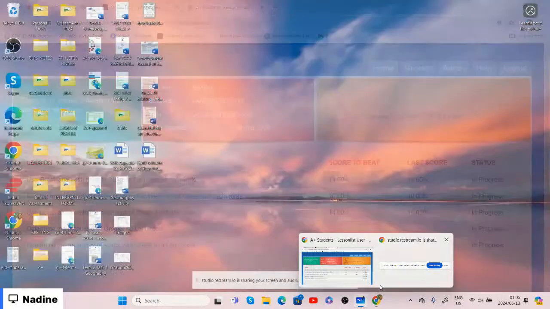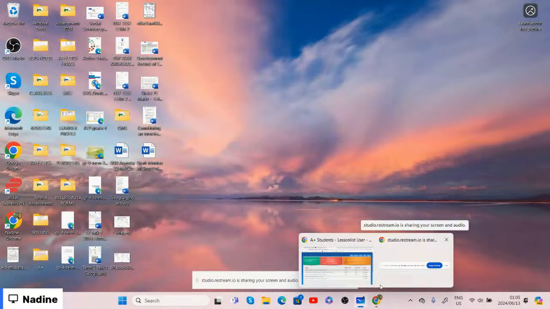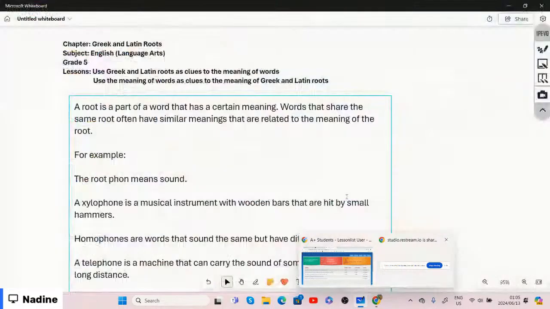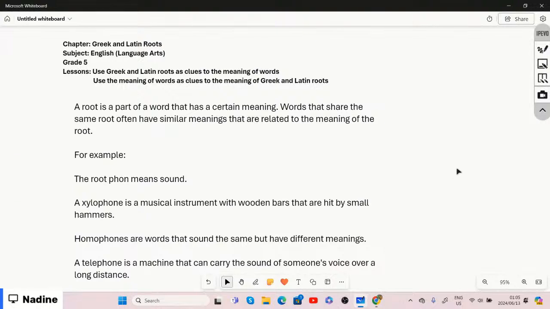In the lessons that we are focusing on, we will use Greek and Latin roots as clues to the meanings of words, as well as use the meaning of words as clues to the meaning of Greek and Latin roots.